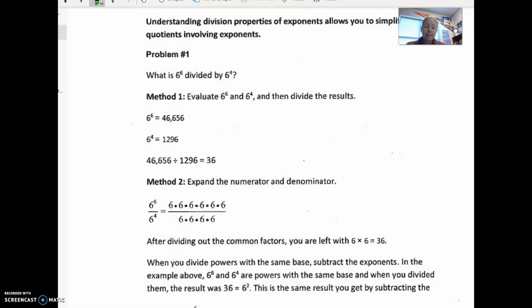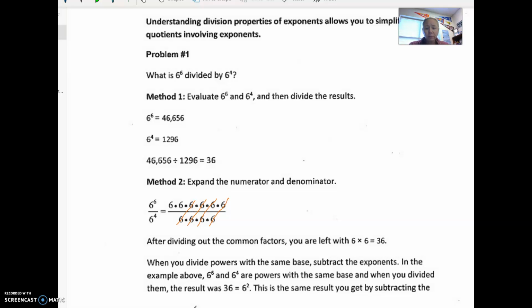Another way is to think about it in expanded form. So if you took 6 to the 6th and wrote it out in expanded form and divided by 6 to the 4th, after dividing out the common factors, you're still left with 6 times 6, which is 36. So if we think about how these would all cancel, you're just left with 6 times 6 still there.